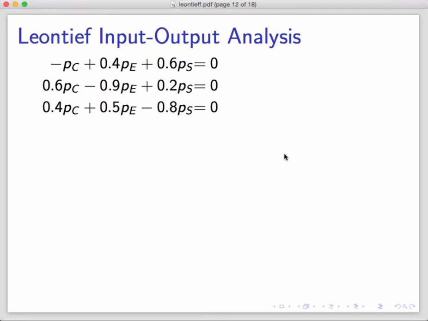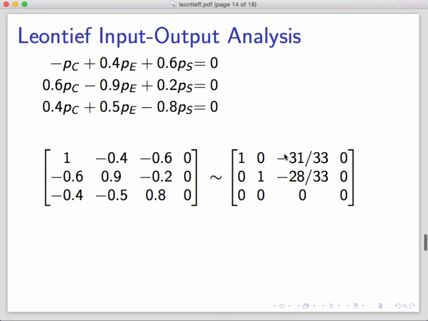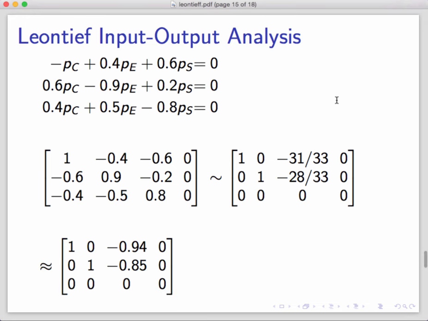I took the system of equations and put it into a matrix. Then this is an augmented matrix, and I'm going to take that and put it into reduced row echelon form, which comes out looking like this. And then these are the fractions, negative 31 over 33 and negative 28 over 33. Probably best to round those to decimals. So in a decimal representation, the 31 over 33 is approximately 94%. And then we have the negative 85%.